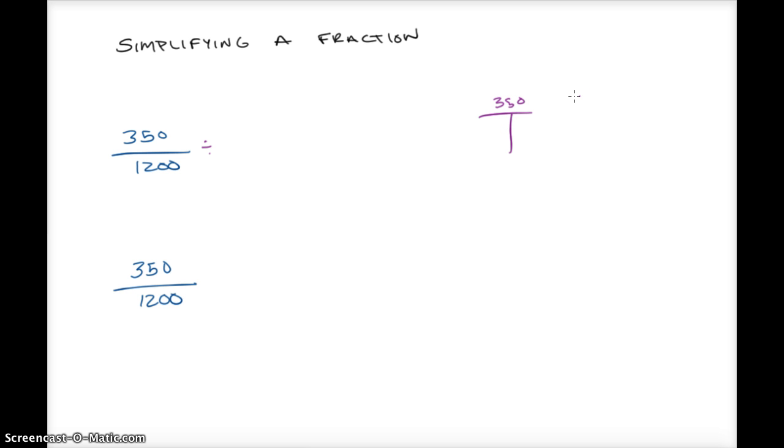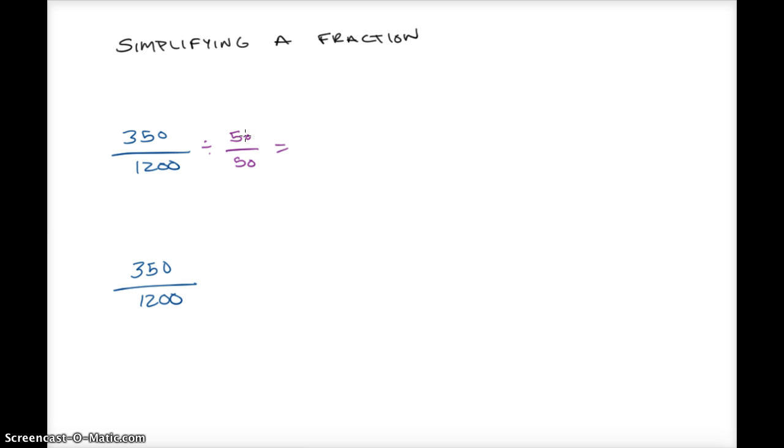Now, I'm not going to make a T chart and figure out all the factors of 350 and 1200. That's just going to take too much time. But I'm going to just estimate what my greatest common factor is. 350 ends in 50, 1200 ends with two zeros. I'm assuming 50 does go into both of these. So I'm going to divide both sides by 50.